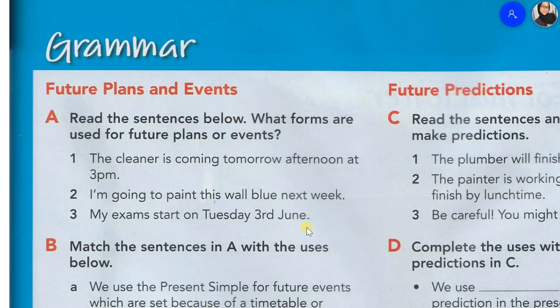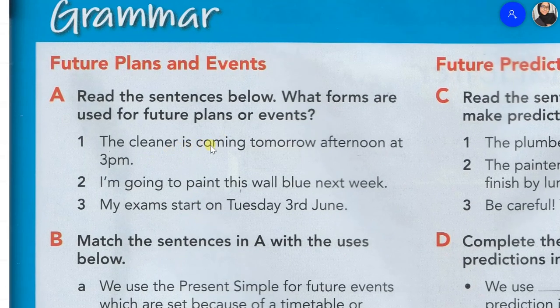Yes, it is in present continuous because of the verb here. The be verb is and the verb ing. Okay, what about the second sentence? I'm going to paint this wall blue next week. Yes, the be verb am with verb ing. So this is in present continuous tense.